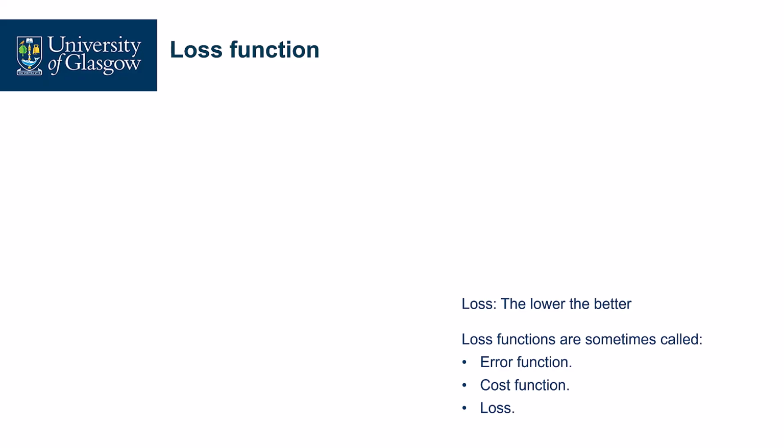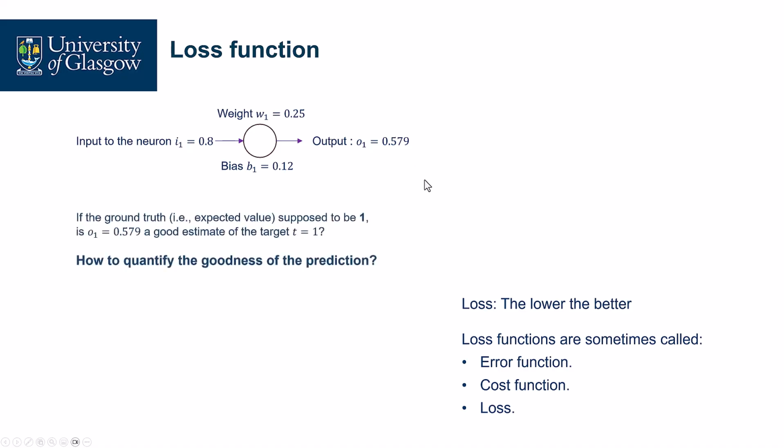Let's see how it works in a neural network. Suppose this is a neuron: we have an input I, we have a weight, we have a bias, and then we have an output, right? And this output, for example, is 0.579. If we assume that the ground truth, or the expected value, is 1, the question is: is 0.579 a good estimation? And how can we quantify this? This will be described by the loss function, right?